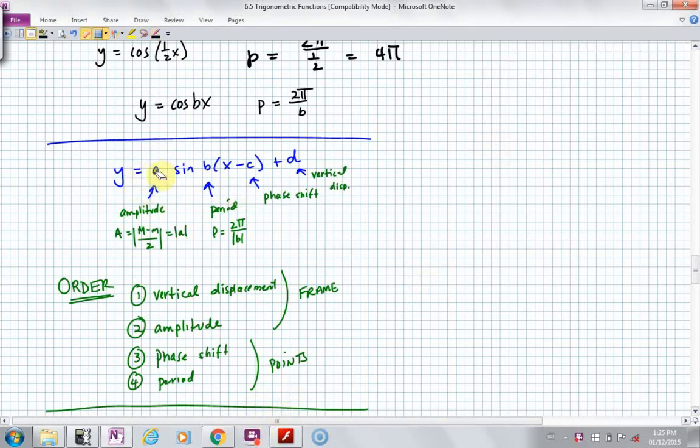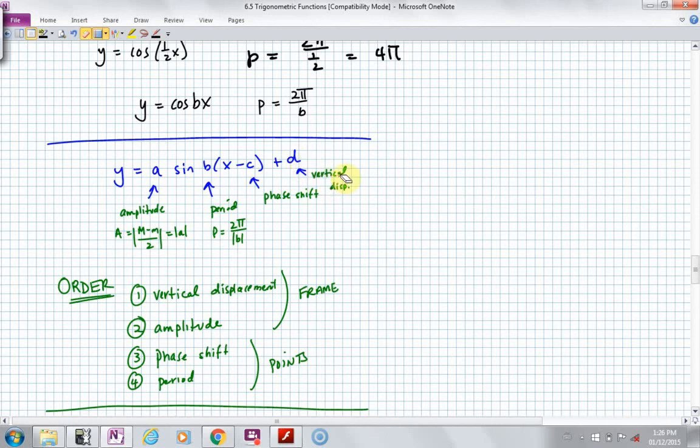We have A, B, C, and D as our same transformations as we had before, but we just have different names for them. A, we used to call it vertical expansions and compressions. Now it's our amplitude. And our amplitude can be calculated as the absolute value of A, or the difference between the max and the min divided by 2. B used to be our horizontal expansion or compression. Now it's telling us what our period is. Our period is 2 pi over B. C used to be our left and right slides. Now it's our phase shift left and right. And D used to be our up and down slides, and now it's our vertical displacement up or down.